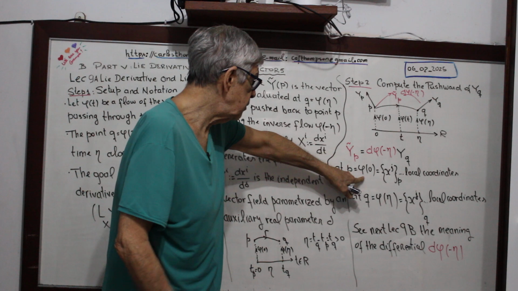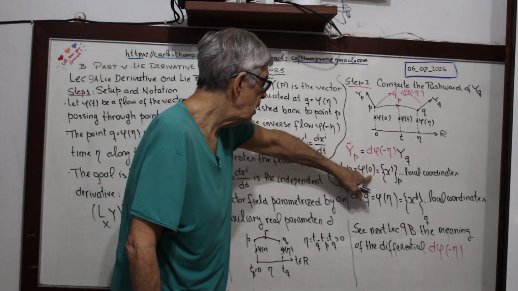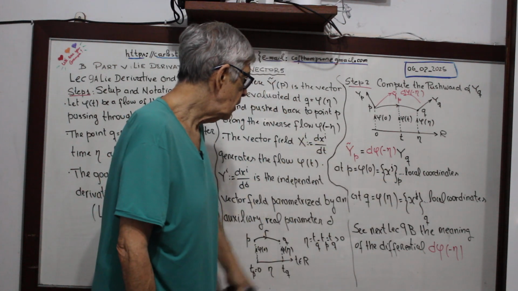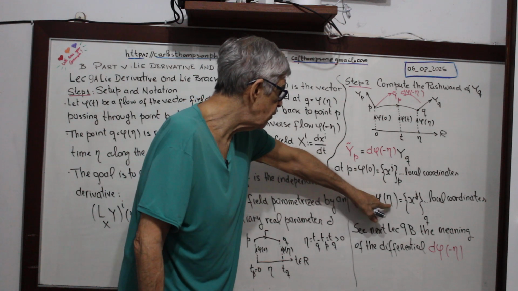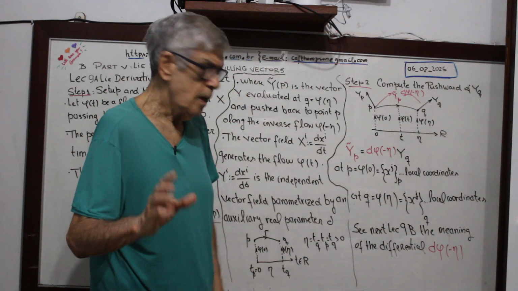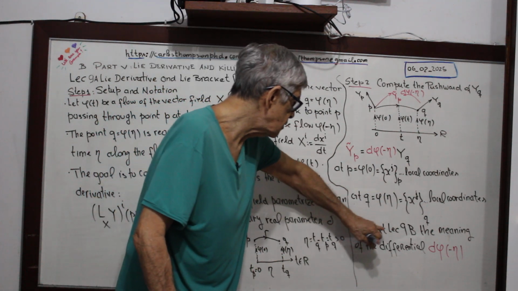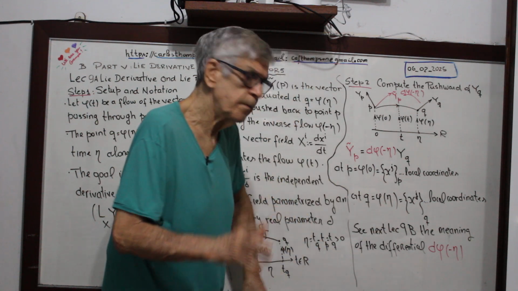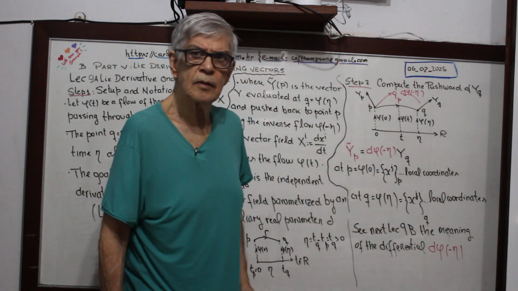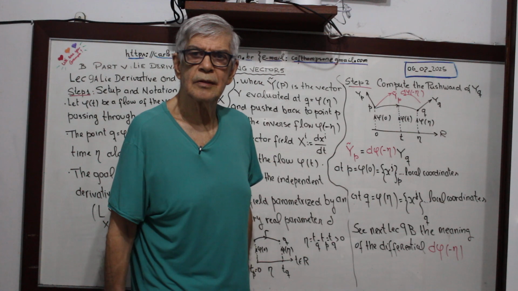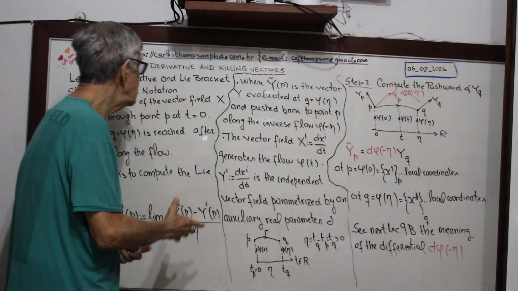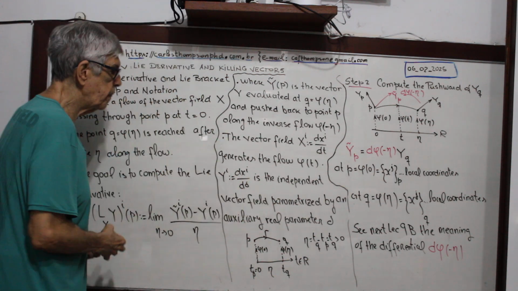Now at P, which is phi of 0, we have x^j at P in local coordinates. Likewise at Q, which is phi of eta, we have x^j of Q, also local coordinates. Next lecture, 9b, covers the meaning of the differential d phi of minus eta. I'll explain the reason for this, so don't miss it. I'll see you in the next lecture, 9b. That's it.